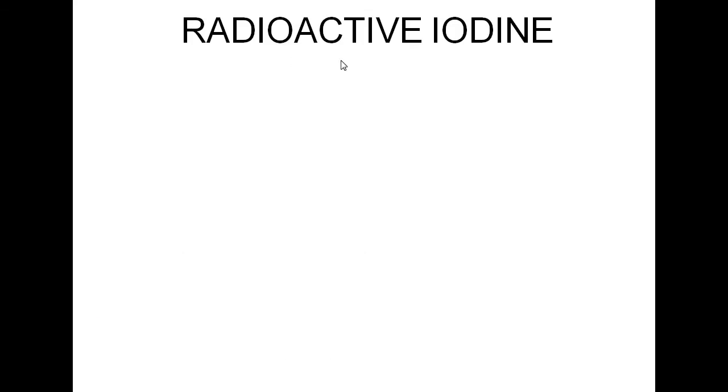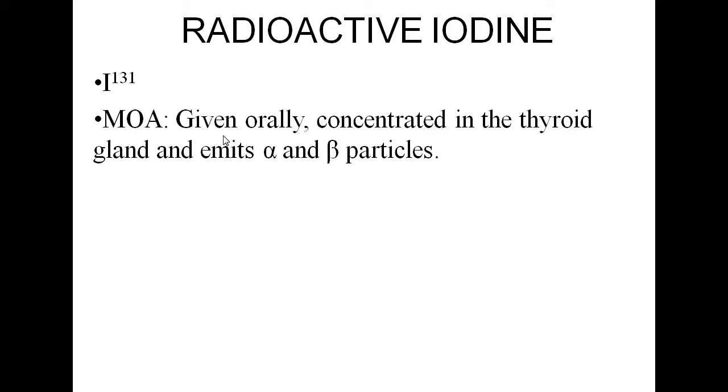A very frequently asked 5-mark question, or a part of the main question, is radioactive iodine: mechanism of action, uses and adverse effects. Iodine 131, this isotope is what is commonly used. The mechanism of action: sodium iodide 131 is the salt given orally.